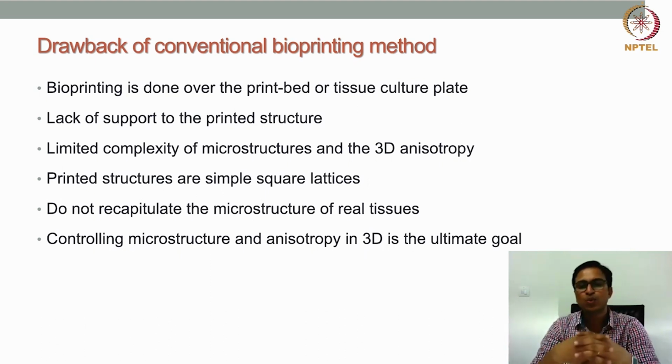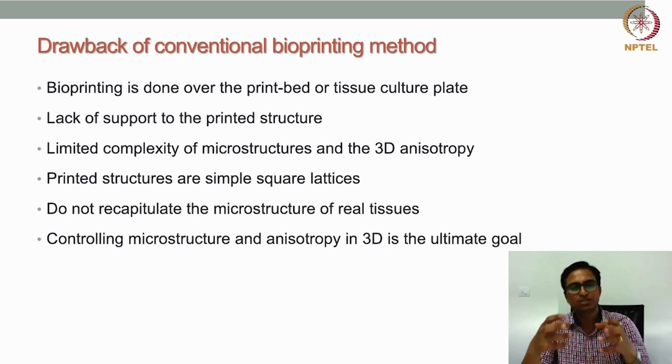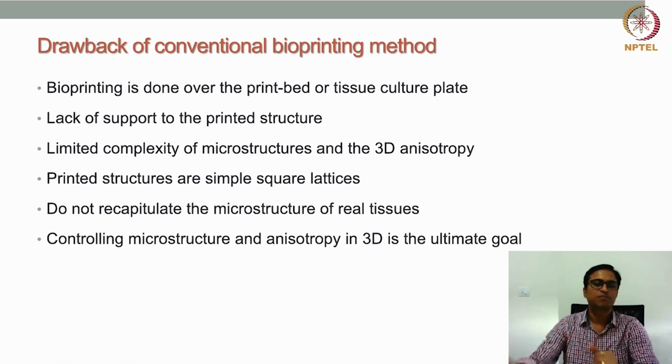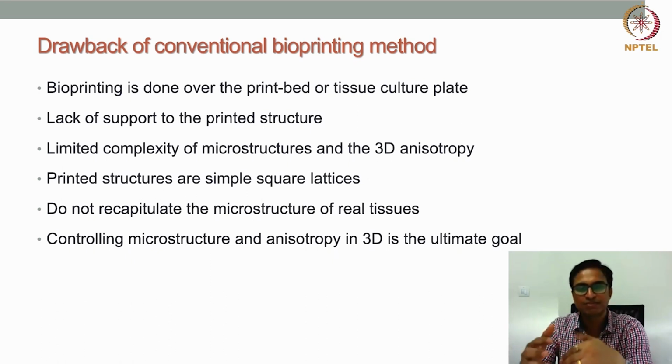So basically, mostly square lattices are being printed with conventional bioprinted structures. Printing a complex structure is very challenging with conventional bioprinting. But these simple lattice structures do not recapitulate the microstructure of the native tissue. That means the real microstructure is missing in conventionally bioprinted structures.